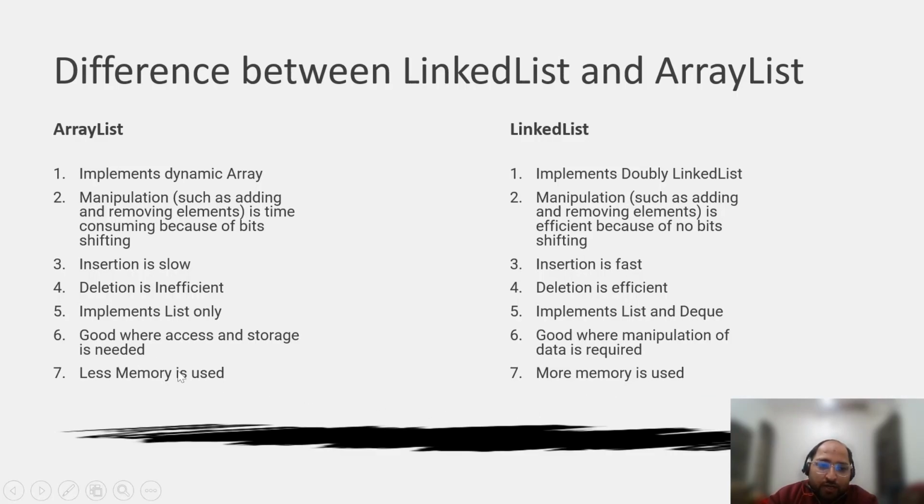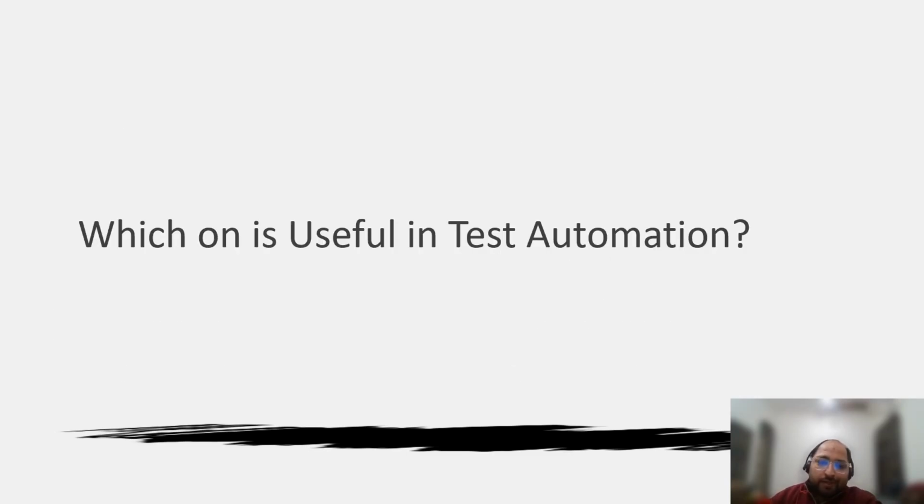In case of ArrayList, less memory is used, because we have only one memory address where we store the values. But in case of LinkedList, as we discussed, we have three partitions, which leads to more memory, because they store the values as well as the addresses of the previous and next node. Now the next question is, which one is useful for test automation?